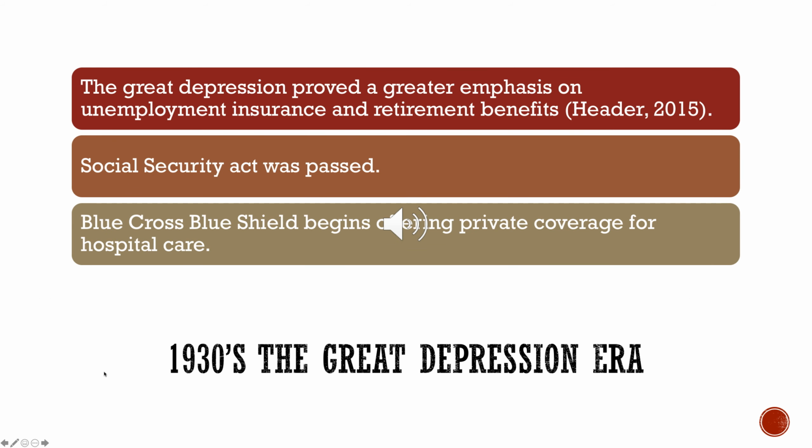So in the 1930s, we see the Great Depression era. The Great Depression put a great emphasis on unemployment insurance and retirement benefits, because during the Great Depression many people lost their jobs. They were laid off, so they needed some sort of money coverage during that time to help supplement their income. So unemployment insurance became known. And people of retirement age were starting to look at retirement benefits, which is where the Social Security Act was passed. So this is where we see this happening in the 1930s.